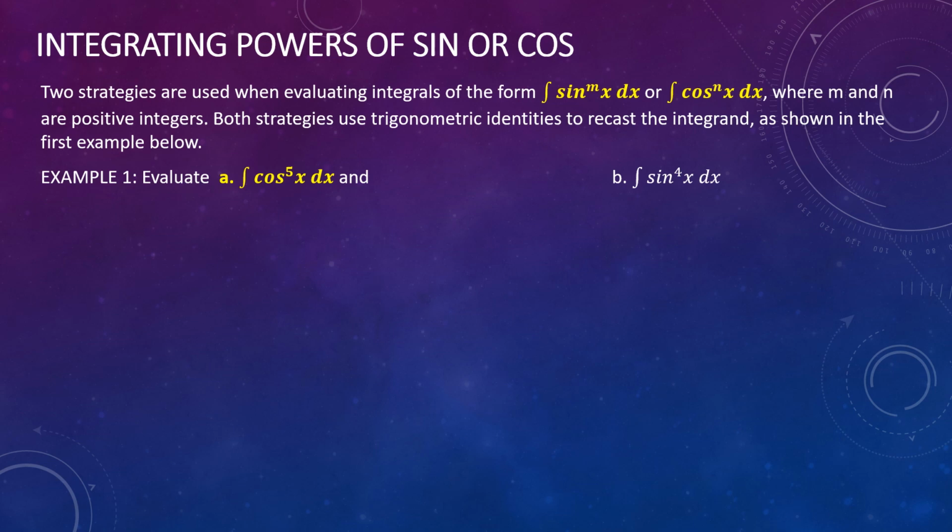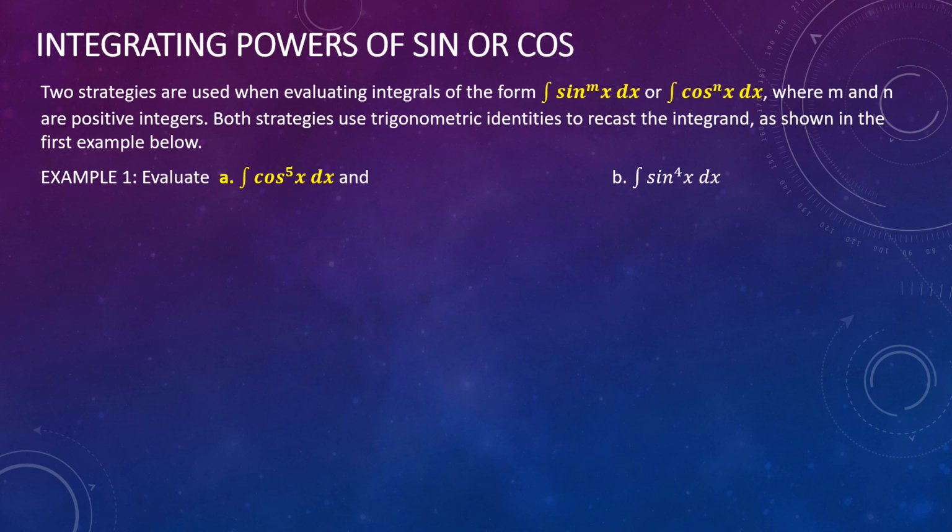So first we're going to look at integrating powers of sine or cosine. Two strategies are used when evaluating integrals of the form the integral of sine to the power of m of x dx or the integral of cosine to the power of n of x dx, where m and n are positive integers. Both strategies use trigonometric identities to recast the integrand, as shown in the example below.